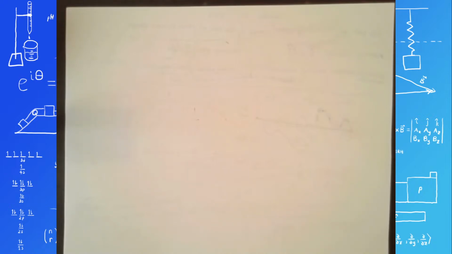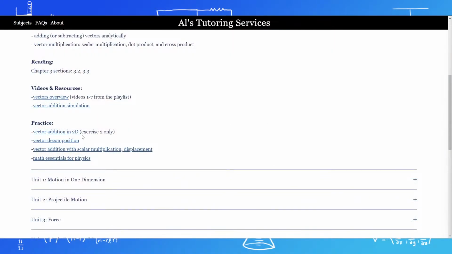Anyway, let's go ahead and actually open up the homework assignment. So let me switch to this screen, and we had for practice vector addition in 2 dimensions, vector decomposition practice, vector addition with scalar multiplication and displacement, which I didn't really cover an example of last time, but you probably have enough information to go off of to have been able to do that. But if you struggled with it, that's okay. We're gonna go over how that assignment is done.